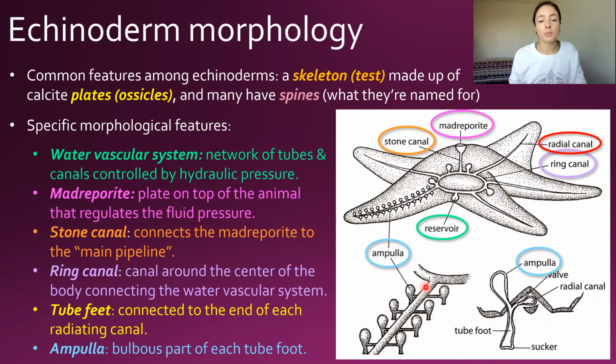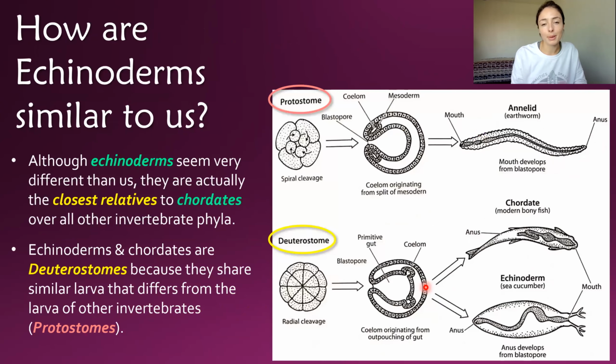And so if you want to understand more about crinoid and echinoid morphology, stick around and we'll talk about that in more detail later in the lecture. But first, I want to talk a little bit about how echinoderms are similar to us.